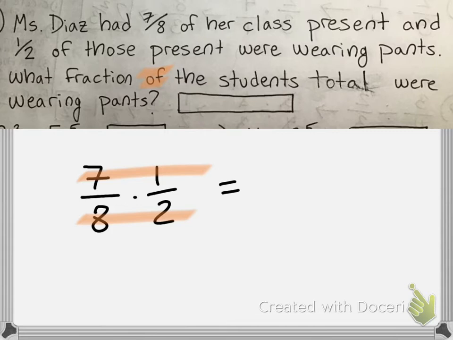So for this one, Marley, what did you get as your answer? I got 7. Perfect. She got 7/16, 7 over 16. 7 times 1, just like Brian told us, is 7. And 8 times 2 is 16.